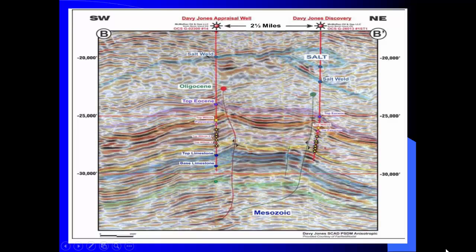And that looks like this on seismic. So here we have the Oligocene, here's the top of the Eocene, here's a nice salt well over here going all the way over. And this is the Davy Jones number 1, the discovery well. Here it goes into the Wilcox, and these are the Wilcox sands that they have identified, and then it goes down into the Wilcox, and it goes into the Midway, but it doesn't go into the Cretaceous.